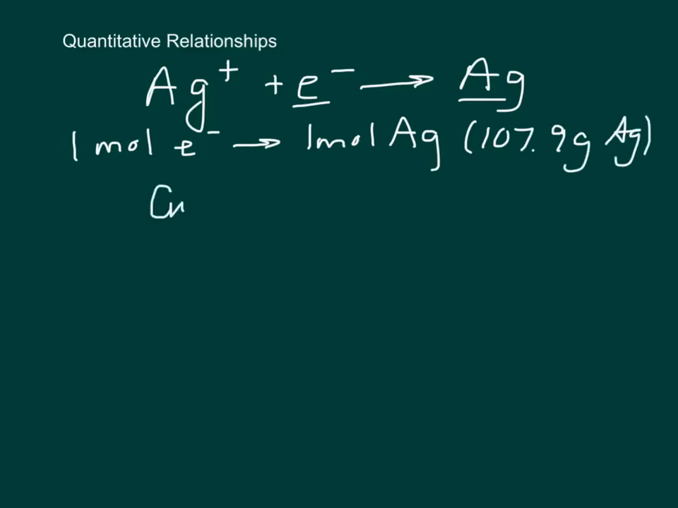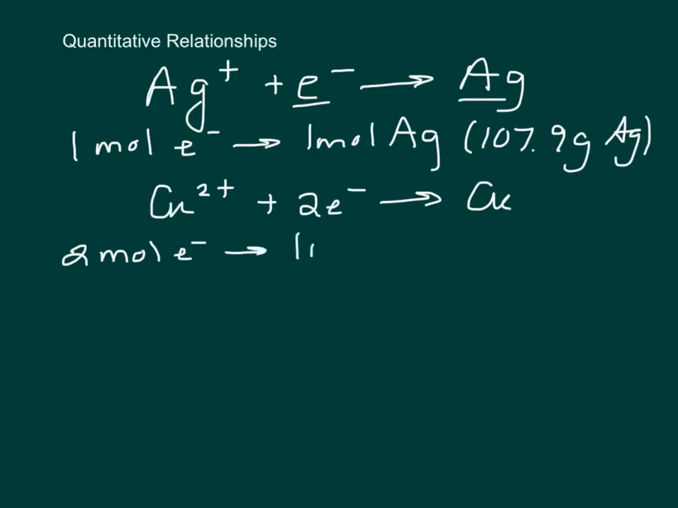But if I look at copper 2 ion, the half reaction for it being reduced, we can see that now I need 2 moles of electrons to make 1 mole of copper, because it's a 2-to-1 relationship. Or again, I can say 2 moles of electrons to make 63.55 grams of copper. So you might see just stoichiometry, just sort of dimensional analysis here.